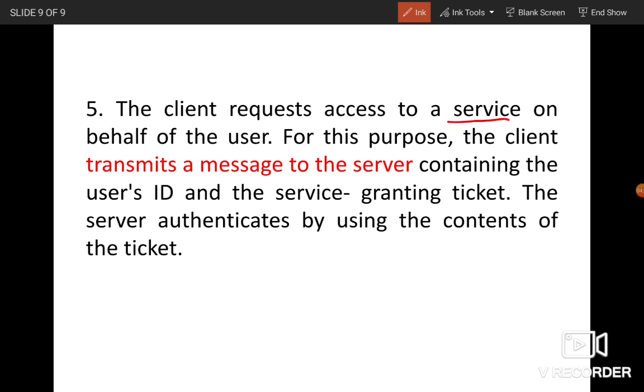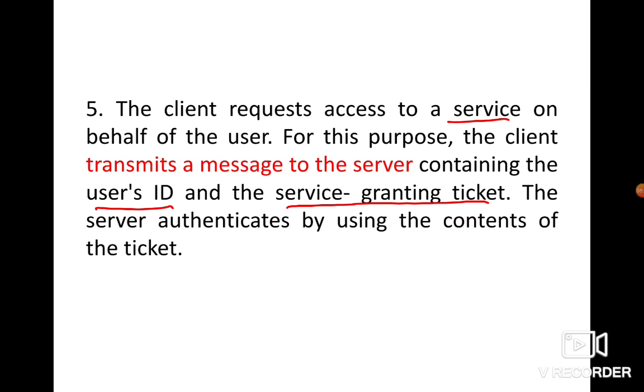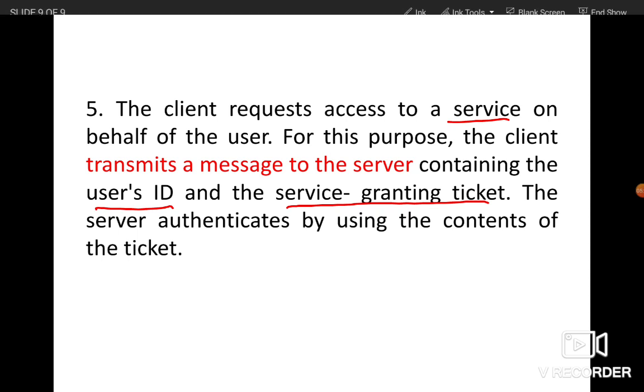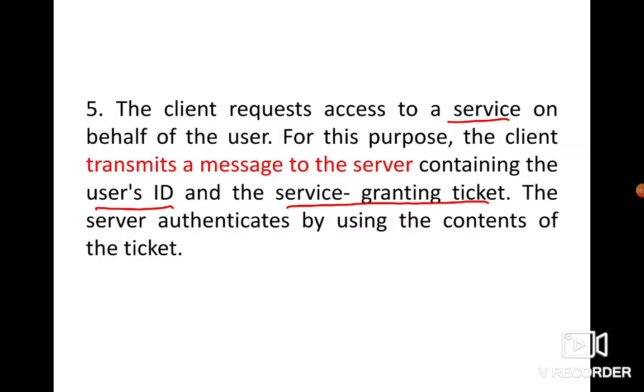After getting the server ticket, I can use the server ticket to approach the server to get a particular service. For this, again the client should send a message to the server, and this message should contain my ID and the service granting ticket. The server verifies my identity and it authenticates my ticket. Once my authentication is verified, once my identity is verified, it issues a service to me. So this is how Kerberos works.